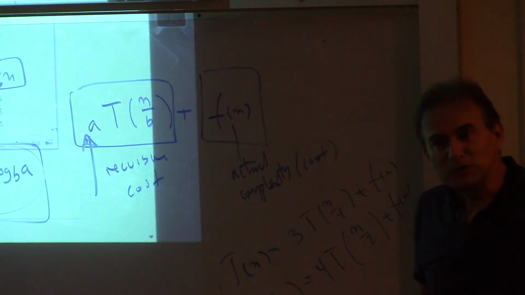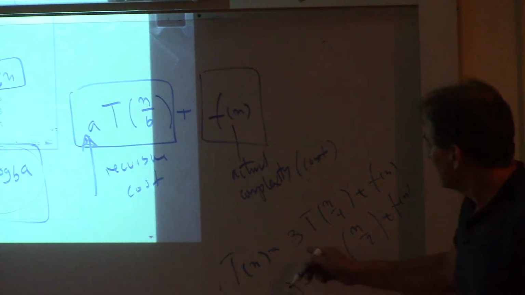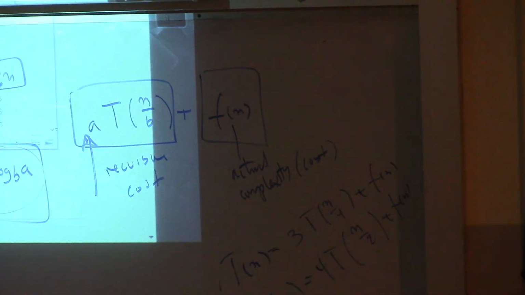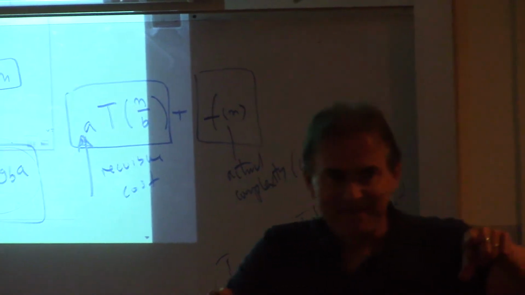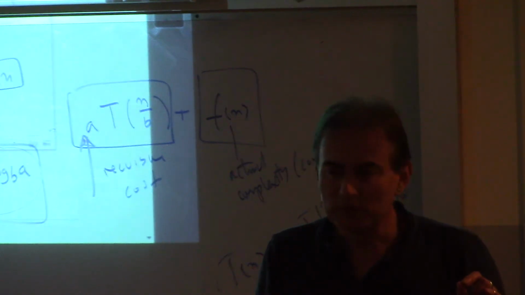Which was what? 2T of n over 2 plus f of n, where f of n is n. Okay, so the question is, what does this A coefficient represent in front of the T? The number of recurrences? Yes. Okay, and from a tree perspective, what's the better vocabulary?